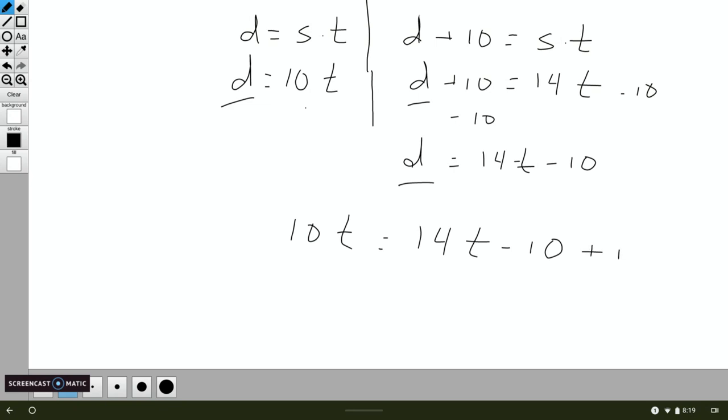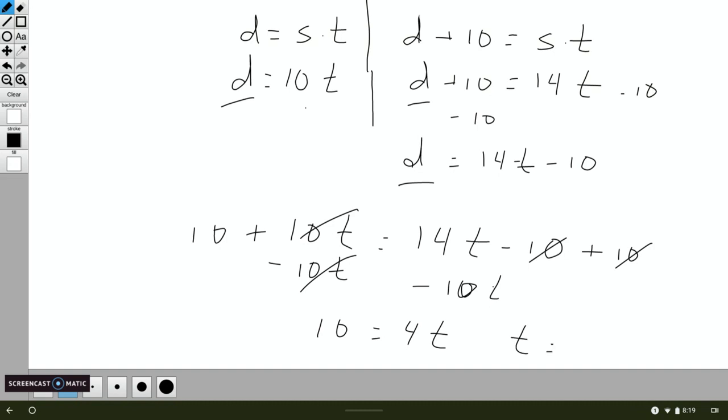You know how to do this. We're going to add 10 to that side and we're going to add 10 over here. We're going to subtract 10T from both sides. And I'm going to end up with 10 is equal to 4T. Run that through the calculator. T equals 2.5 seconds.